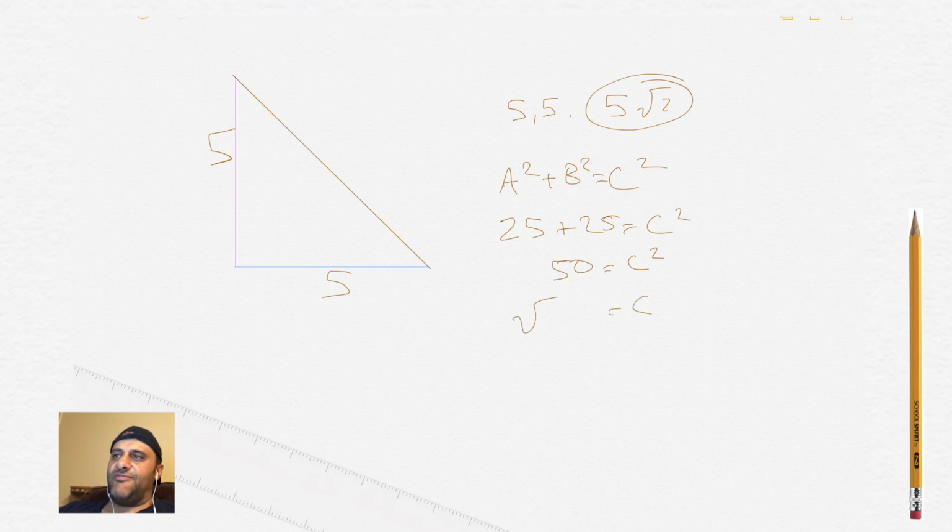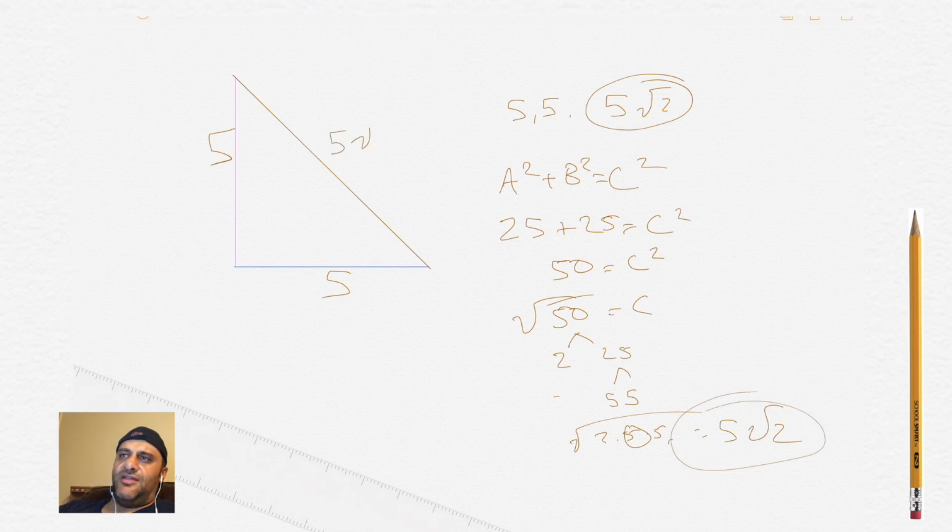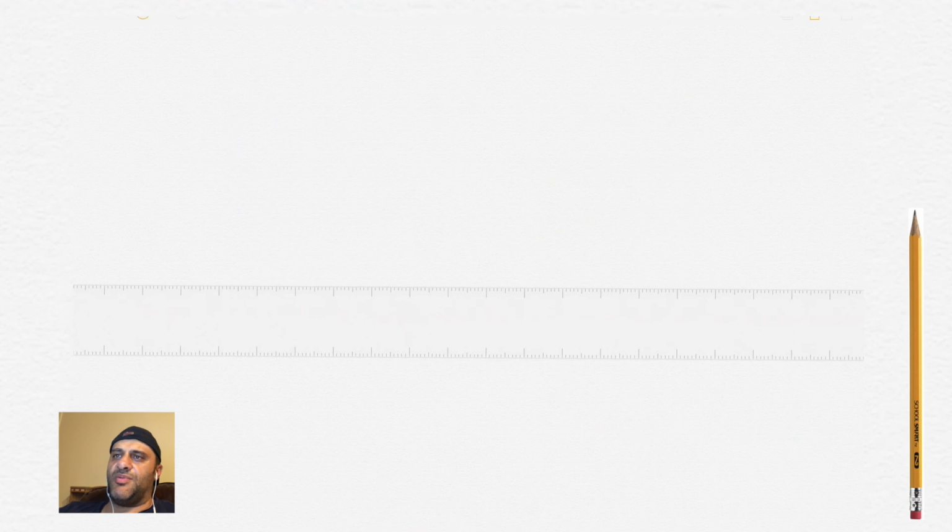C would equal the square root of 50. Let's break that down. Square root of 50 is 2 times 25. 25 is 5 times 5. So then we want to get the square root of 2 times 5 times 5. The 5s, we could cross one out and then one stays out. So it's 5 square root of 2. I did the long way of showing you that little trick. So anytime you have two equal sides, the hypotenuse would be the same thing multiplied by square root of 2.